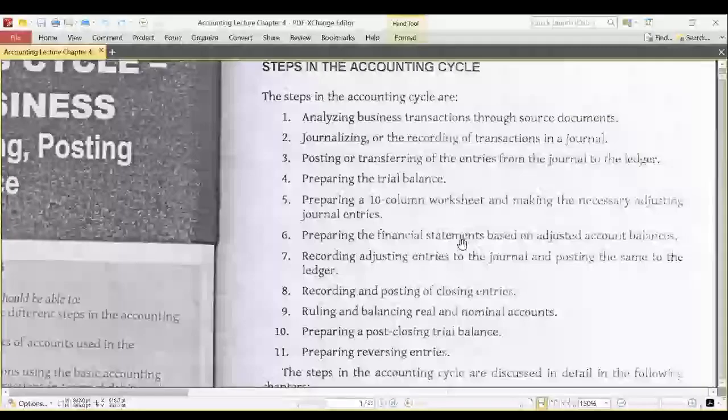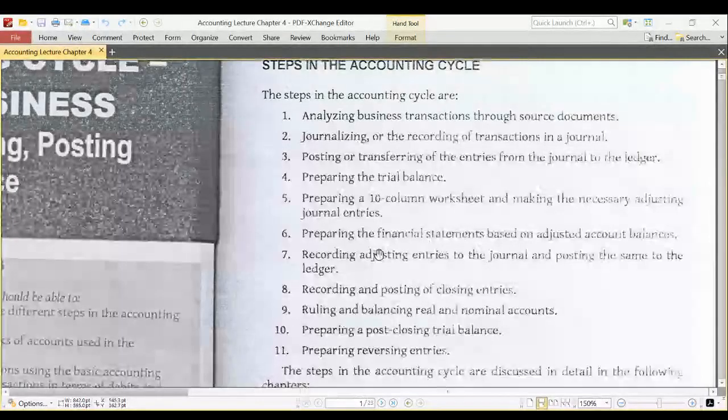Nandito pa lang naman tayo sa first page ng book. Ayan. Okay? Dito pa lang tayo. So, steps pa lang. Binibigyan ko lang kayo ng background for each step of accounting cycle.